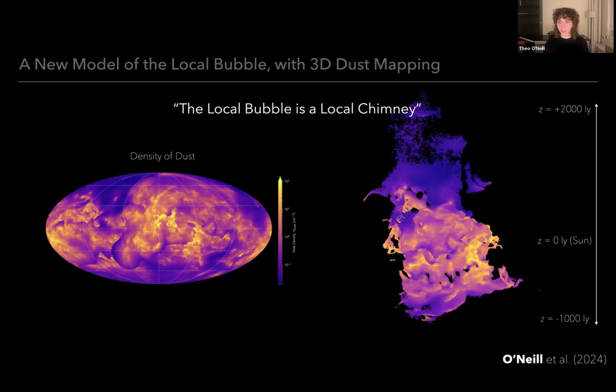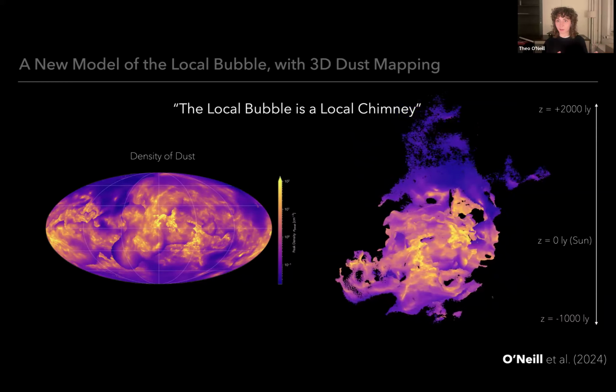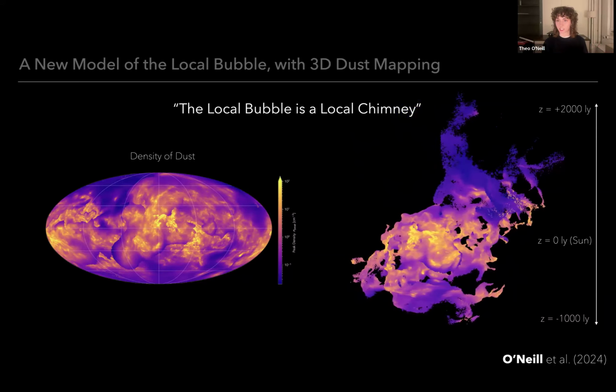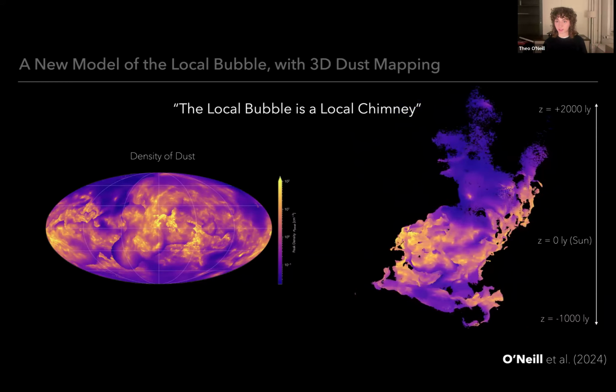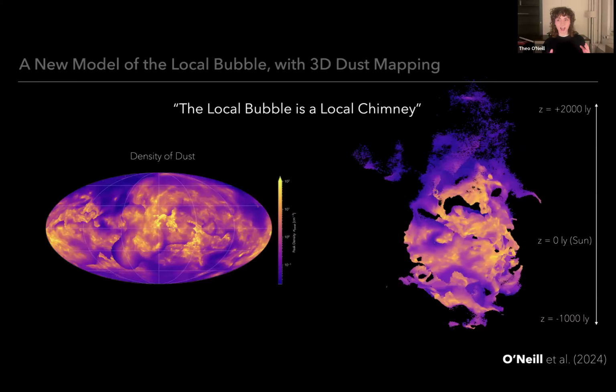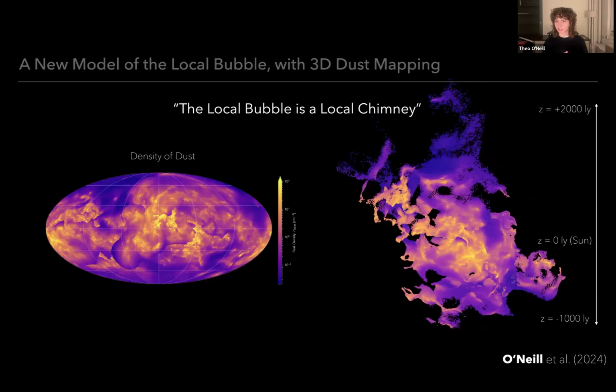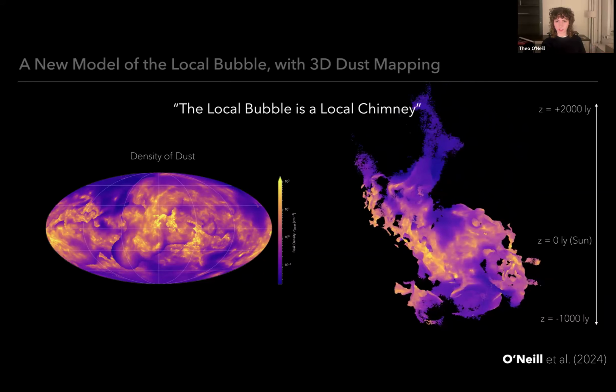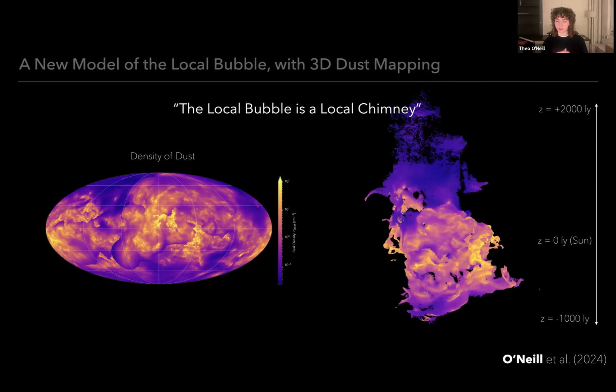But so the punchline here is that the local bubble is not this smoothed, continuous surface like earlier models might have suggested. It's highly fragmented. It's really irregular in shape. There's all sorts of weird extensions coming off of it.